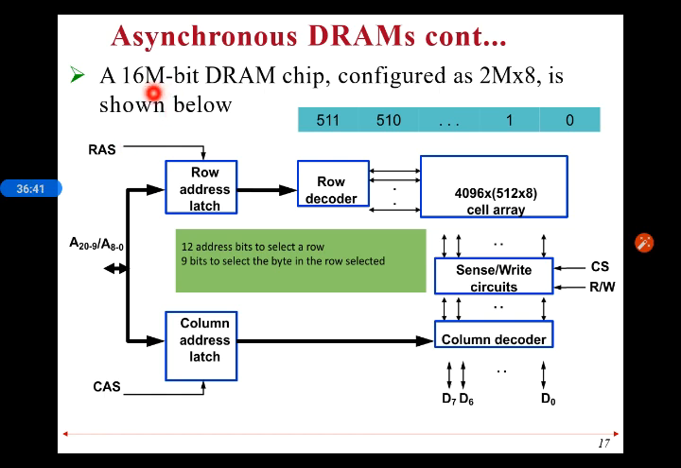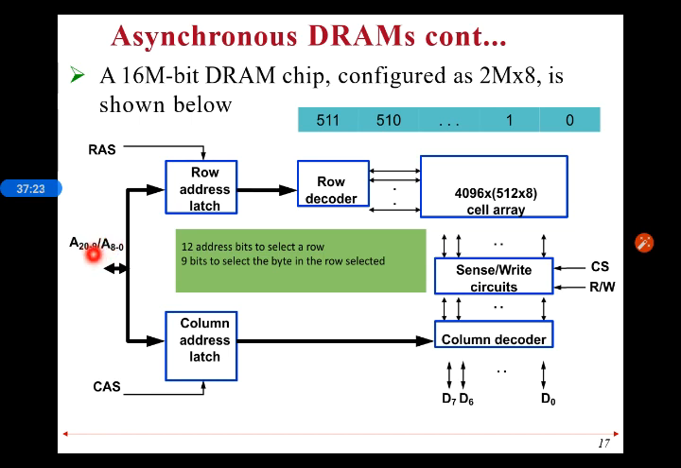How many bits do we need to address? 16 megabit, configured as 2M into 8. 2 megabit means 2 raised to 20, so how many address lines do we need? It is not 1M, it is 2M. For 1M, 20 bits are enough, but to address 2M we need 21 lines. That is why it is written as A0 to A20. A0 to A20 means 21 address lines are there.